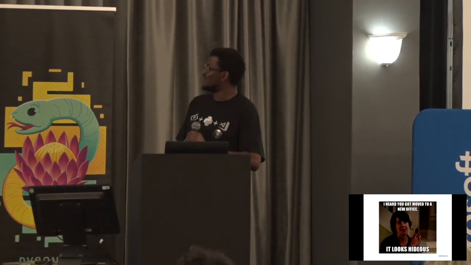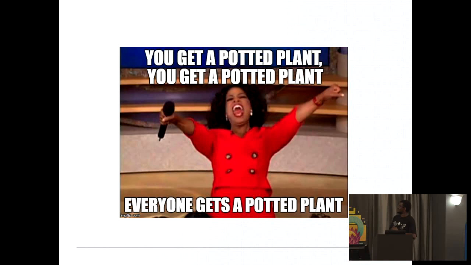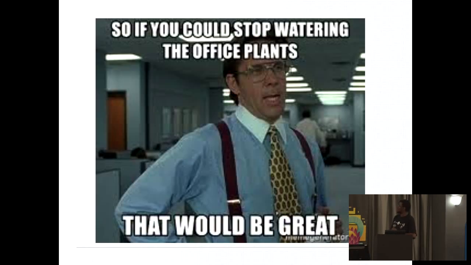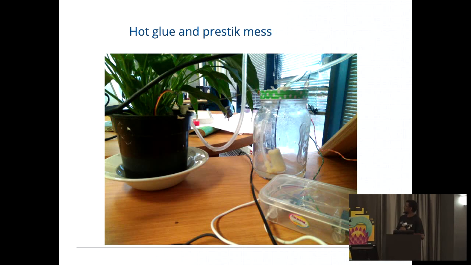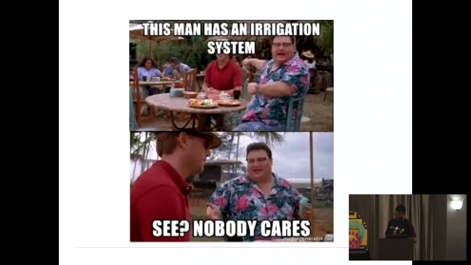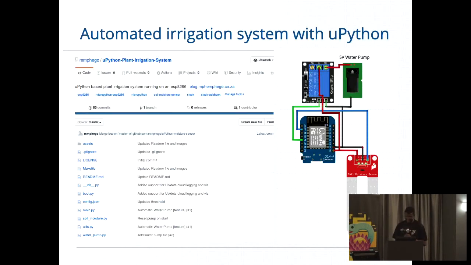To make a long story short, we moved offices from Pinelands to Observatory, to a very open plan type of office. We don't have enough windows, so the idea was to get plants, because, for obvious reasons, apparently plants give us oxygen. Over time, I got bored of watering the plants, so I decided to hook up an ESP8266 and a pump. That would be my automatic watering irrigation system. So obviously, no one really cares.